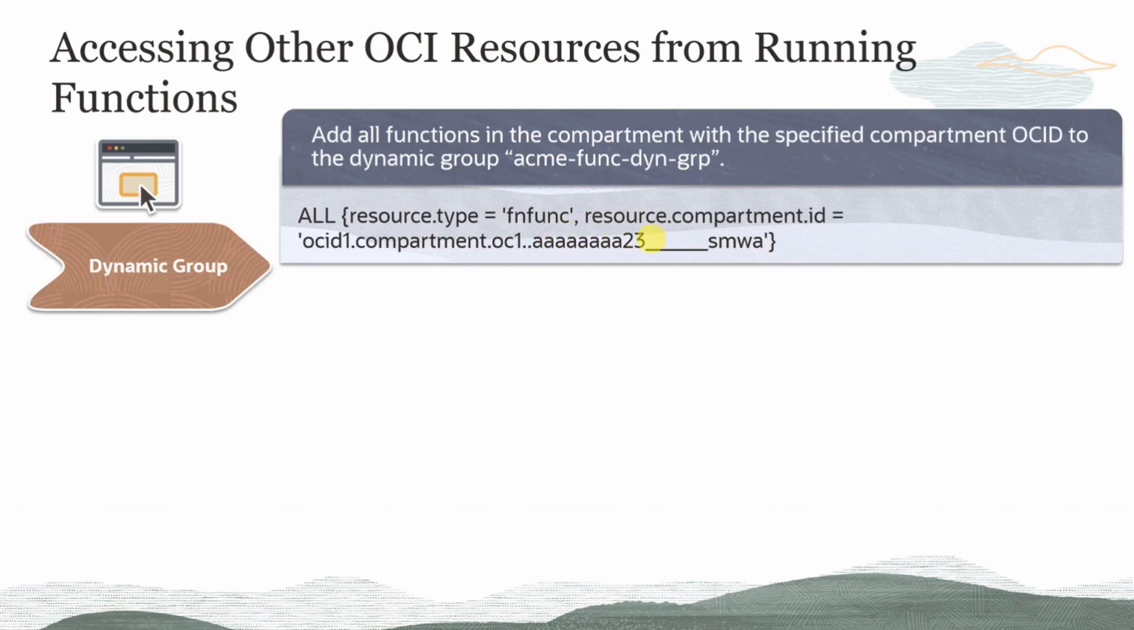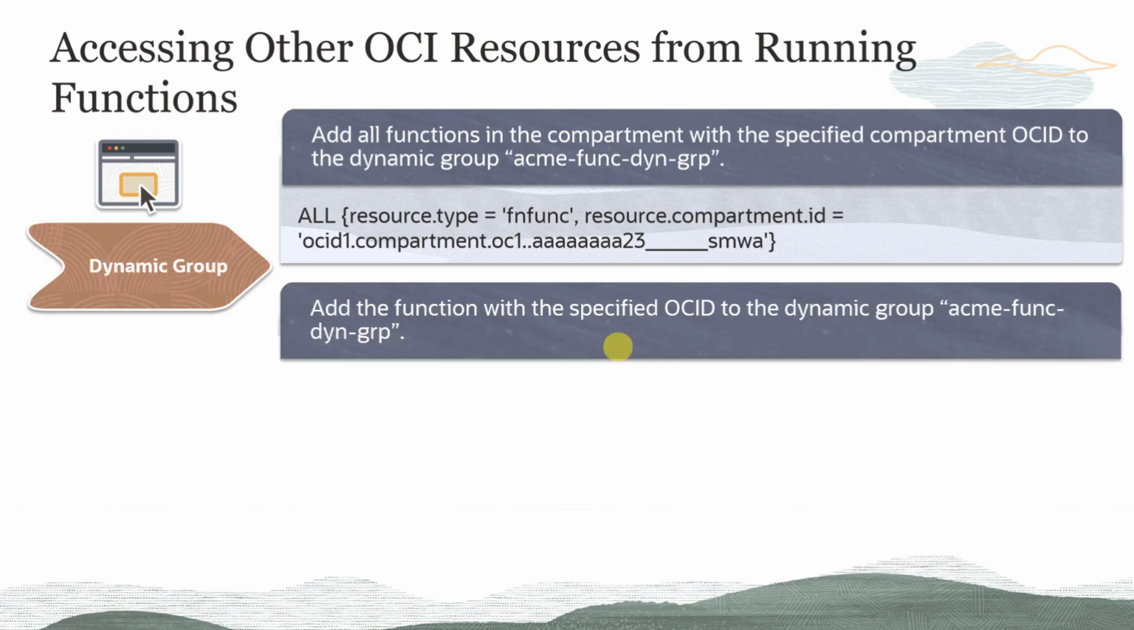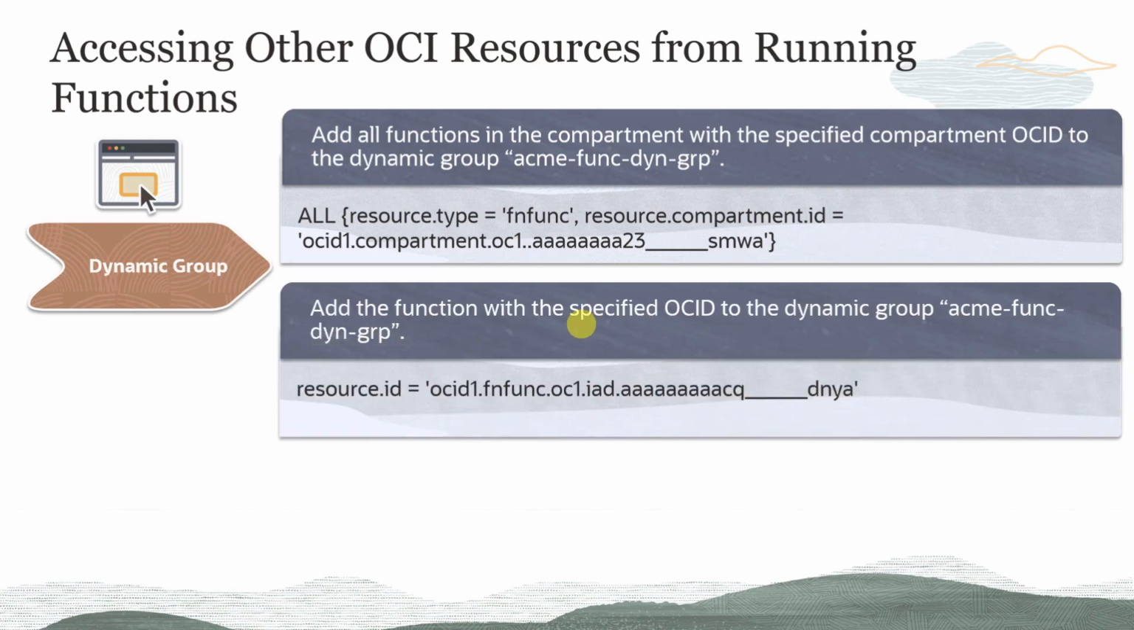As you can see in this example, the dynamic group name is Acme function dynamic group, and we are adding all the functions in the resource.compartment.id whose compartment OCID we have specified in the dynamic group rule. If you want a specific function to be able to access a resource, then you must enter the rule as displayed on the screen. Here you add the function with the specified OCID to your dynamic group, and the rule is resource.id and the OCID of your function.